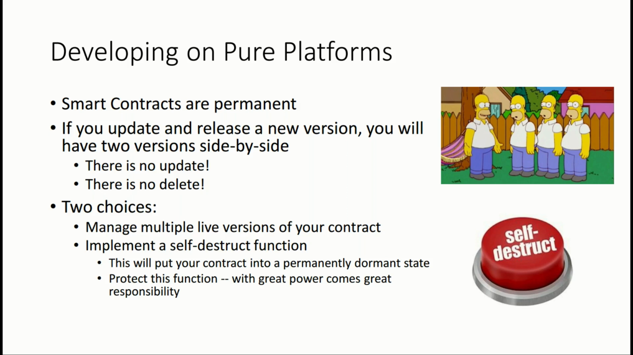This can help alleviate some of the problems you might face having multiple live versions of a contract all on chain. But if you choose to implement this self-destruct function, you need to make sure you protect it, because the last thing you want is for someone else to inadvertently come along, either accidentally or maliciously, and call this function and shut down your smart contract. And this has actually happened before on the blockchain with disastrous and expensive consequences.